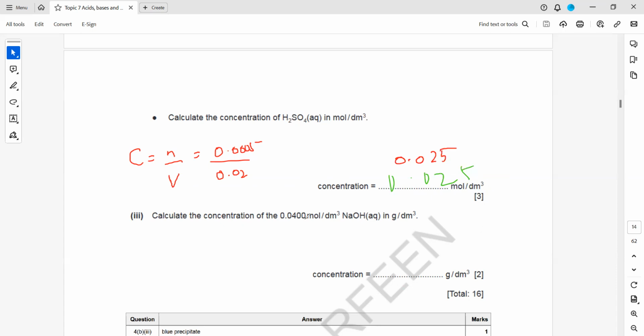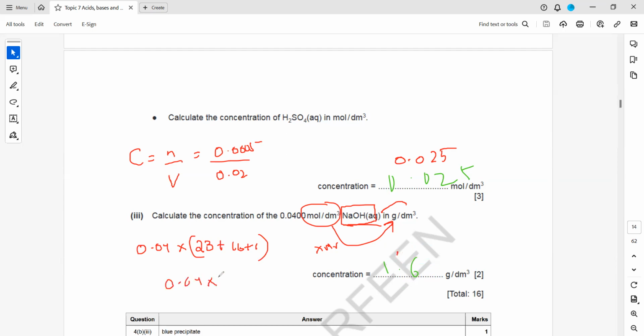That's the concentration. Then calculate the concentration of sodium hydroxide, 0.05 mole per dm cube, in gram. So if you want to convert the concentration from moles to grams, we multiply by the molar mass. So the concentration is 0.04. And what about the molar mass of sodium hydroxide? Because we need it for sodium hydroxide. So sodium, you will use a periodic table. Sodium is 23 plus oxygen is 16 plus hydrogen is 1. So this will be 40. So 0.04 multiplied by 40. So that will be 1.6 grams per decimeter cube.